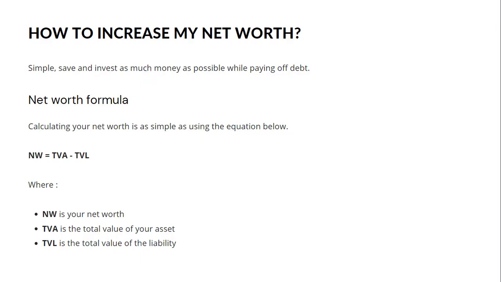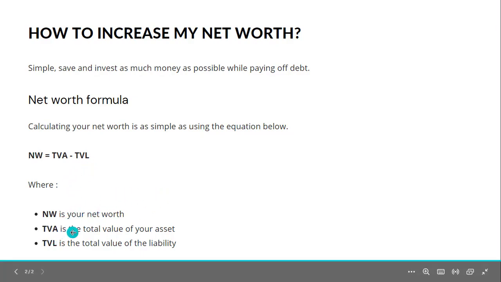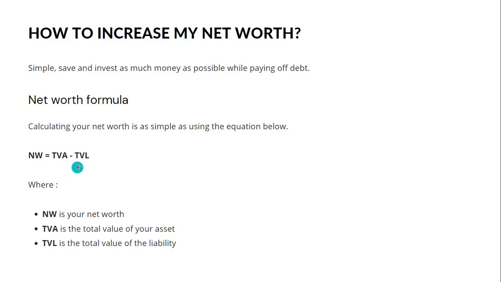to understand this calculator, this is the formula that we can use to calculate our net worth. Net worth is equal to total. To calculate is very easy. So the formula is like NW is equal to TVA minus TVL, where NW is net worth, TVA is the total value of your assets, and TVL is the total value of your liabilities. Which means net worth is equal to total value of assets minus total value of liabilities. So it's very good for you to keep your assets more than your liabilities.